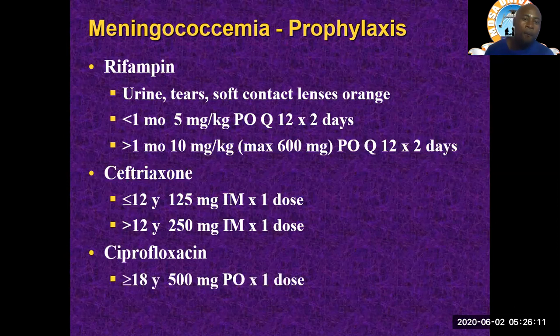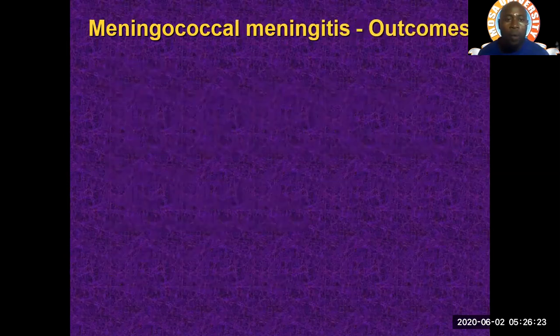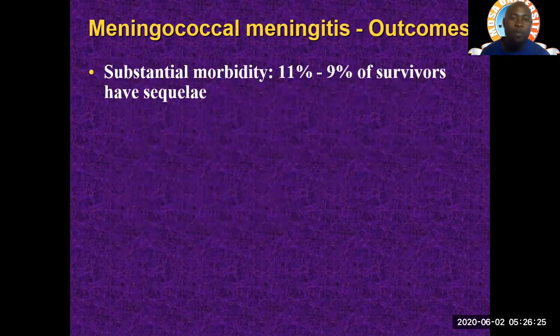We will also add ciprofloxacin as a prophylactic drug. So rifampicin, ceftriaxone, and ciprofloxacin, upon discharge, these are the drugs that we will give as prophylactic drugs to prevent further reinfection of meningococcal meningitis. Okay?